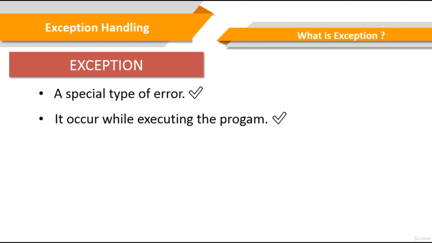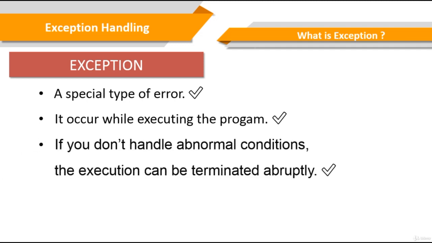Abnormal conditions that occur while executing the program will cause exceptions. So while writing the program, these conditions are not known, right? So if you don't consider these conditions, the execution can be terminated abruptly. For example, division by 0 will cause an error in a program.